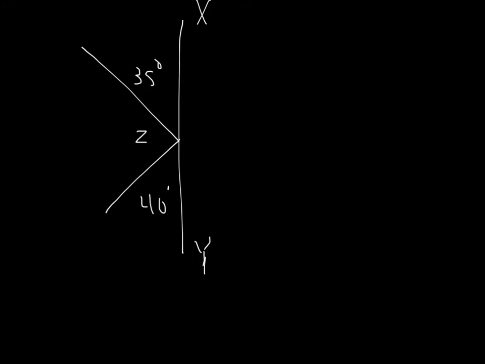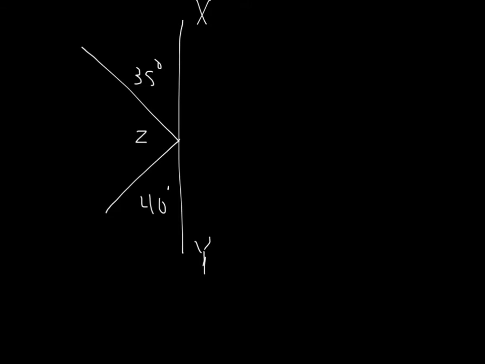What I want us to look at now is how to find the measure when we have adjacent angles on a line. And if we understand a little bit about a line and how adjacent angles work, it's going to be pretty intuitive to us. But let's take a look at this. What we have is a line called XY. It's a straight line. And then we have three angles.